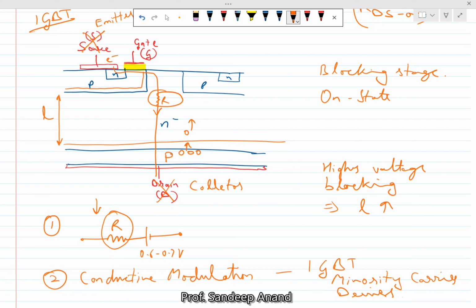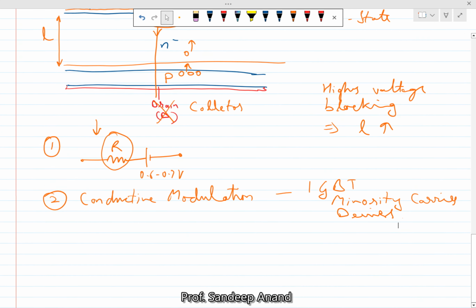Right? Because in this N minus region, these holes are in minority and they are also carrying the current. So there are two phenomena that are happening as we are moving from MOSFET to IGBT. One, the channel length resistance, the N minus region resistance, is reducing, but then the PN junction potential barrier of 0.6, 0.7 volt is getting added.